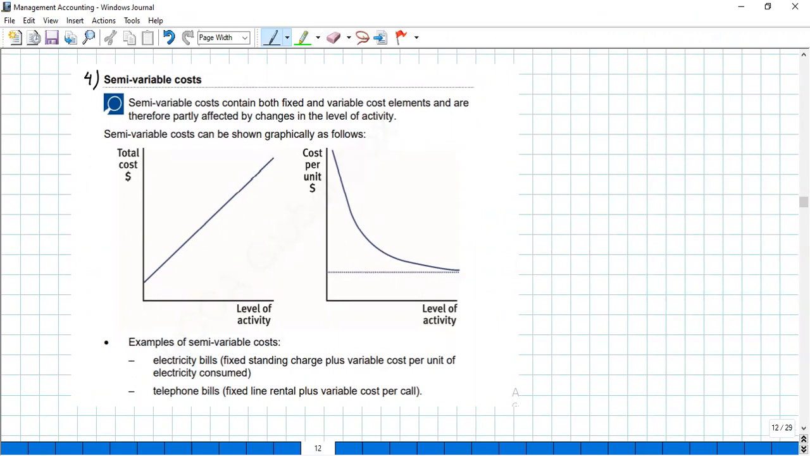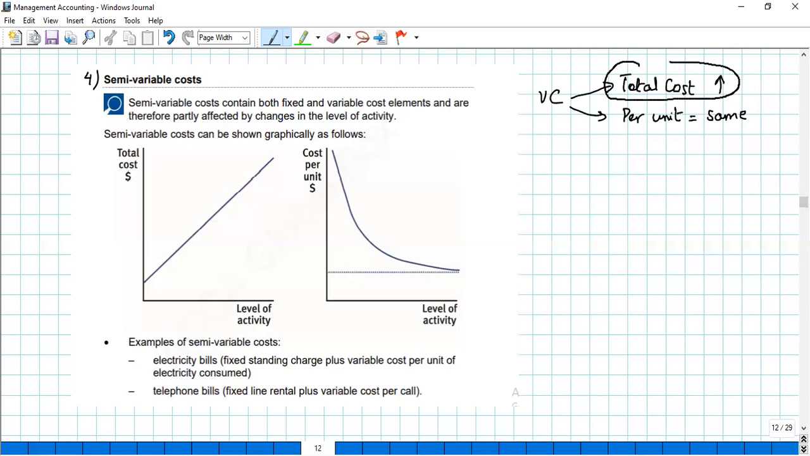Now, how will you identify whether a cost is semi-variable or not? Remember, I just told you that variable cost has two characteristics: the total cost increases with level of activity, and cost per unit remains the same. Now, what if in a question you see a cost that is increasing with level of activity, but when you divide the cost by the number of units, the per unit answer is not the same? It means that cost is showing only one characteristic of variable cost. So it is not completely variable, it is half variable, or you can say it is a semi-variable cost. In this way, you will identify the semi-variable cost.